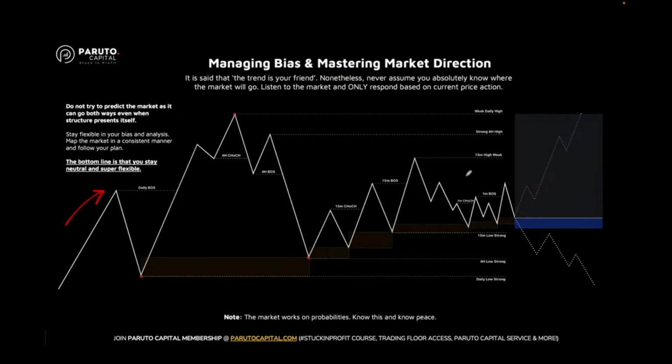Now, do not try to predict the market, right? Simply react or respond to what the market is showing you based on your plan. Don't say, oh, I think the market is going to go this way, and then execute based on how you think. You're just going to end up blowing your account or hurting yourself. So you must stay flexible in your bias and analysis. You've done your analysis, but you must always also stay flexible. The bottom line is that you must stay neutral and super flexible when actually trading.